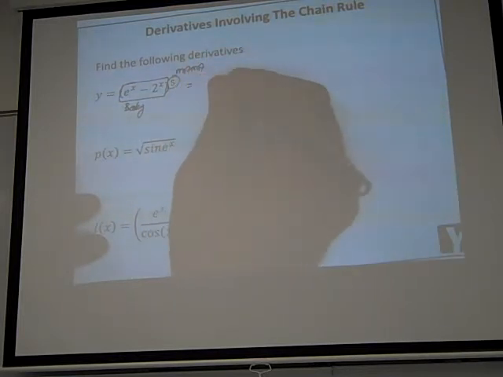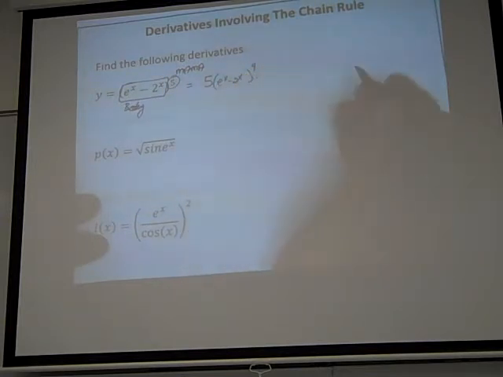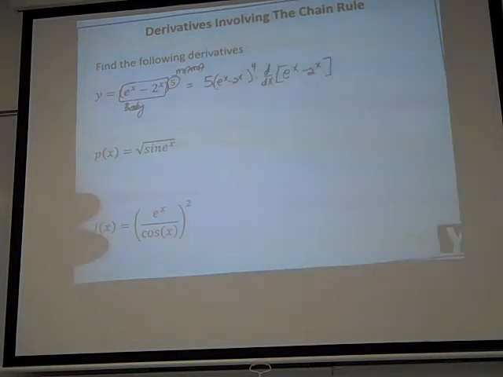So the way that works, we take the derivative of the mama, which is our chain rule, 5. If it was x to the fifth, the derivative would be 5x to the fourth. 5, and you leave the baby alone, times, now we need to take the derivative of the baby. Okay? So we have 5 times e to the x minus 2 to the x, all raised to the fourth power, times the derivative of e to the x minus 2 to the x.